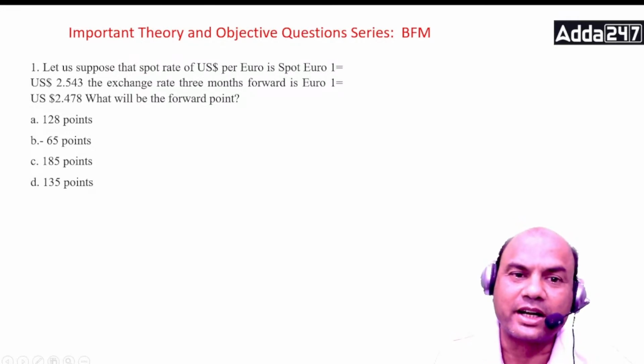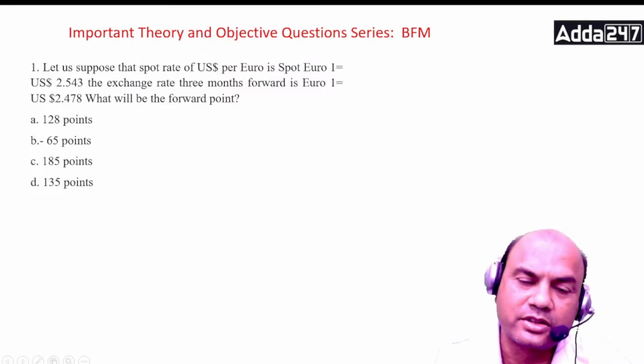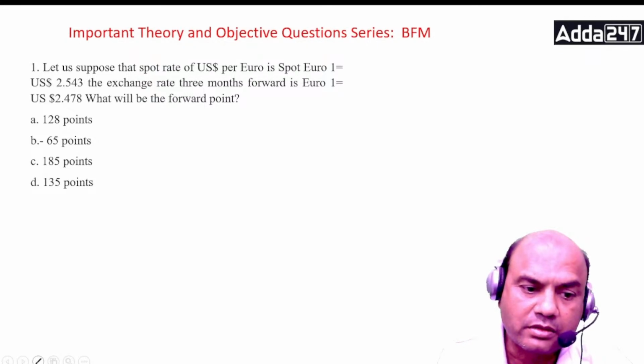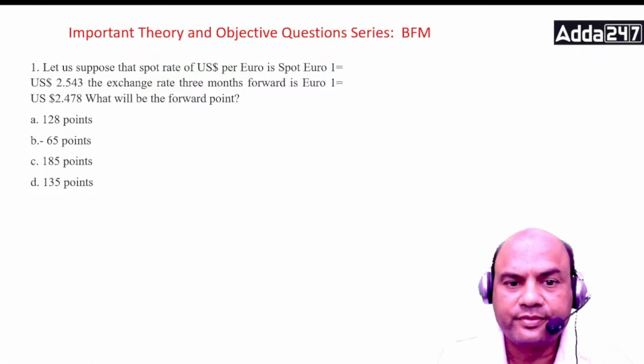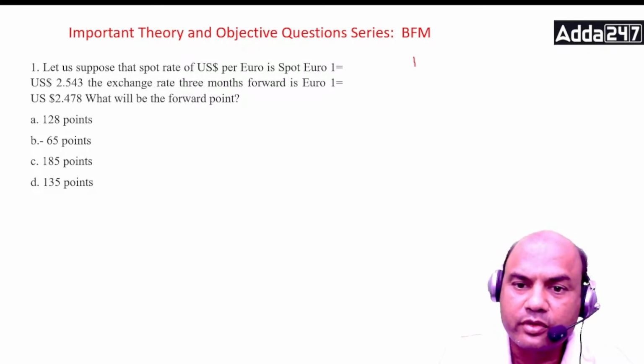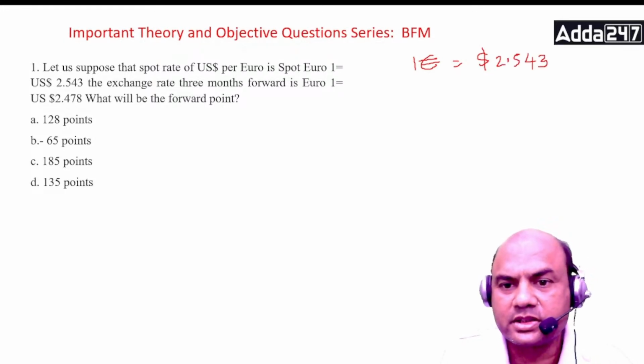So today we'll be starting with some numericals, and then we'll be moving on towards the objective questions. So let us suppose the spot rate of US dollar per euro is: spot euro equals USD 2.543. It means 1 euro equals 2.543 dollars. Okay, this is your currency.